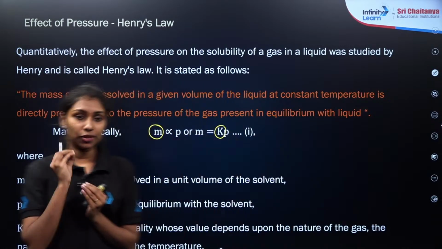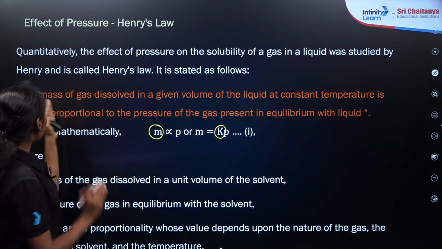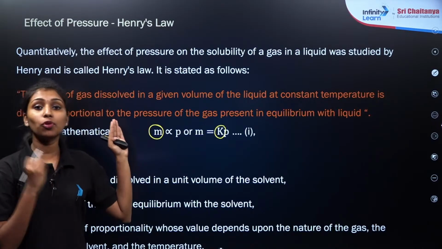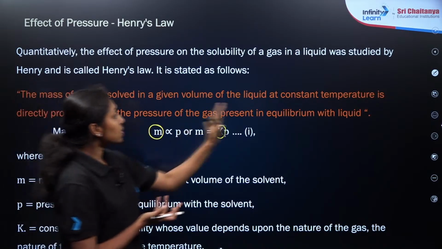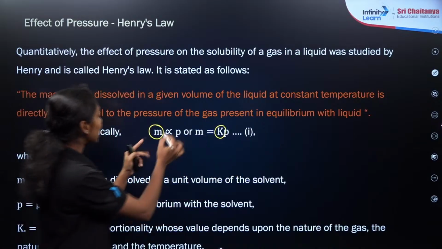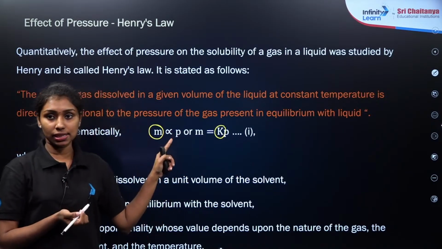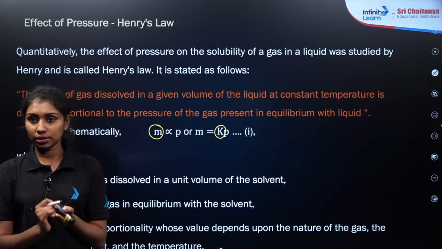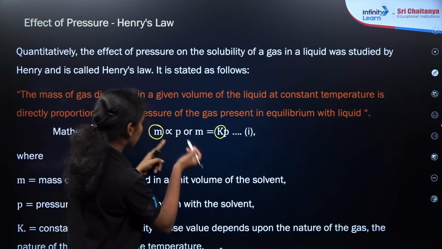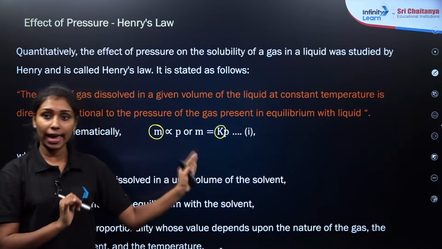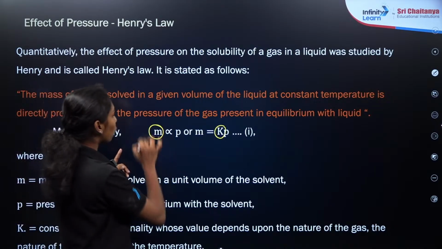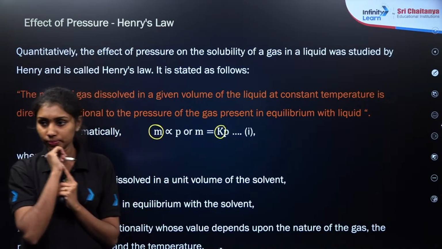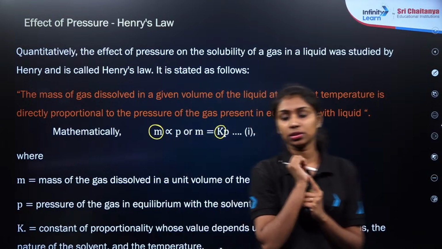This is the general definition for Henry's law. The mass of a gas dissolved in a given volume of the liquid at constant temperature is directly proportional to the pressure of the gas present in equilibrium with the liquid. Clear? So m is proportional to the pressure. m is equal to a constant K into P. This is the general expression for Henry's law. Is that clear?